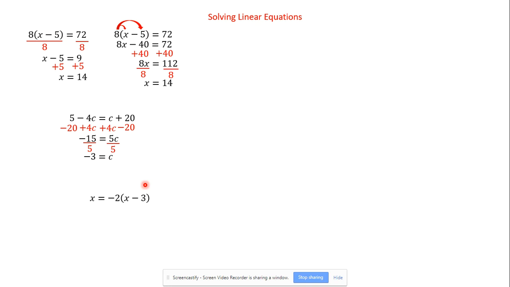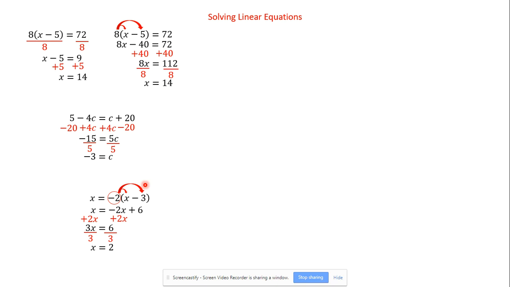Alright, are you ready? So, first step, distribute. When we distribute, we have to distribute that whole -2, because the negative is part of that 2. And so we get x equals -2x plus 6. And then we can move the x's to the other side by adding 2x to get 3x equals 6, and divide by 3 to get x equals 2. What did you do?